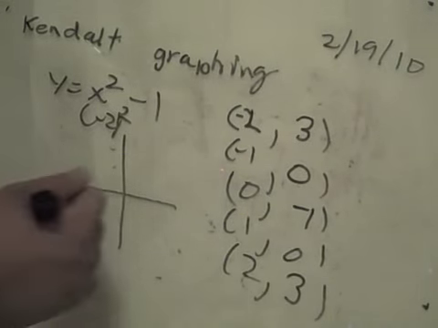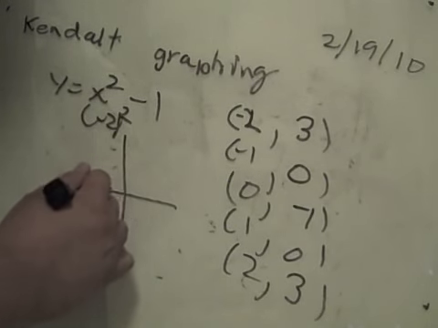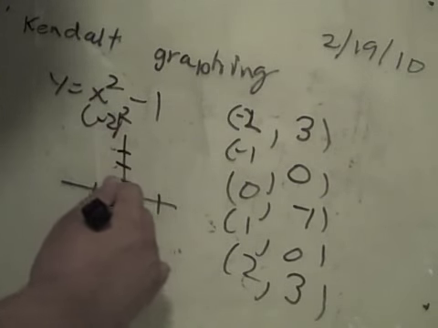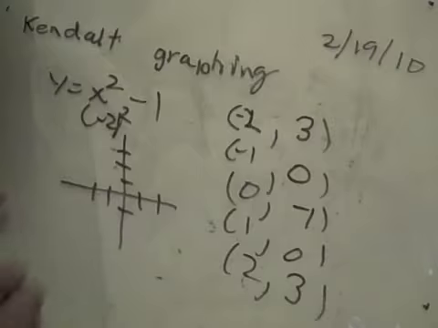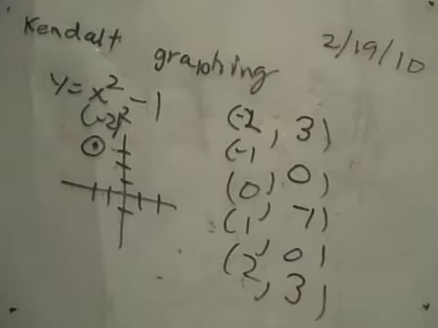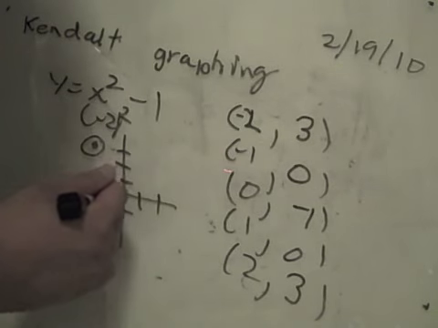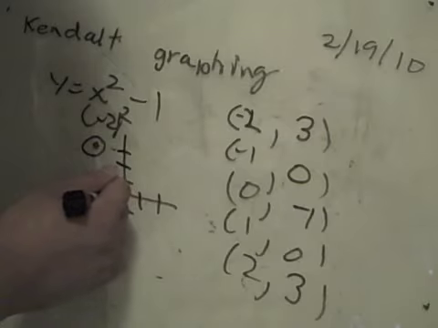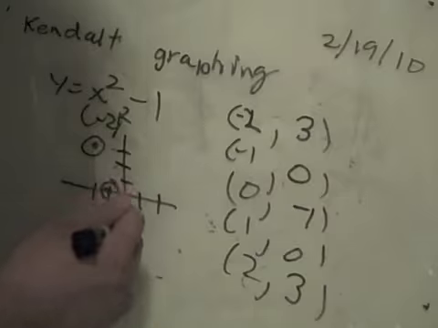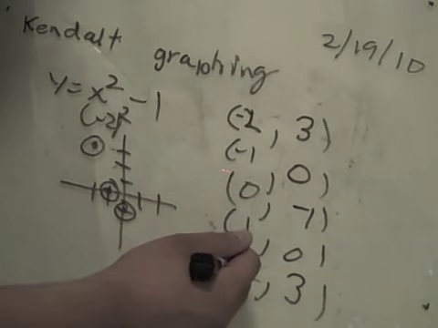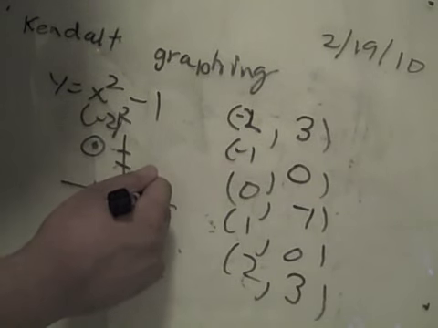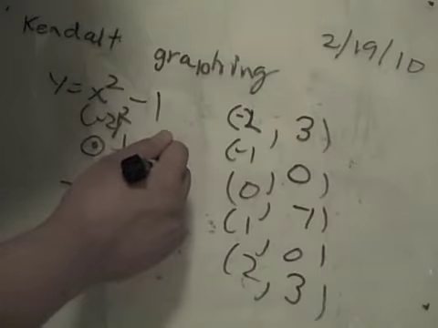Okay, now we can start plotting points. Negative 2, 3: that's 2 left, 3 up, way up here. Negative 1, 0 is right here. 1, 0 is over here. And 2, 3 is up here.